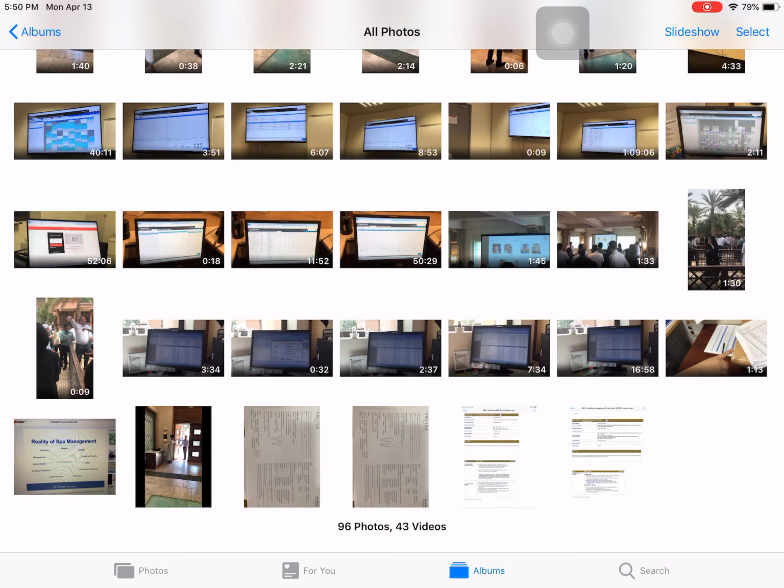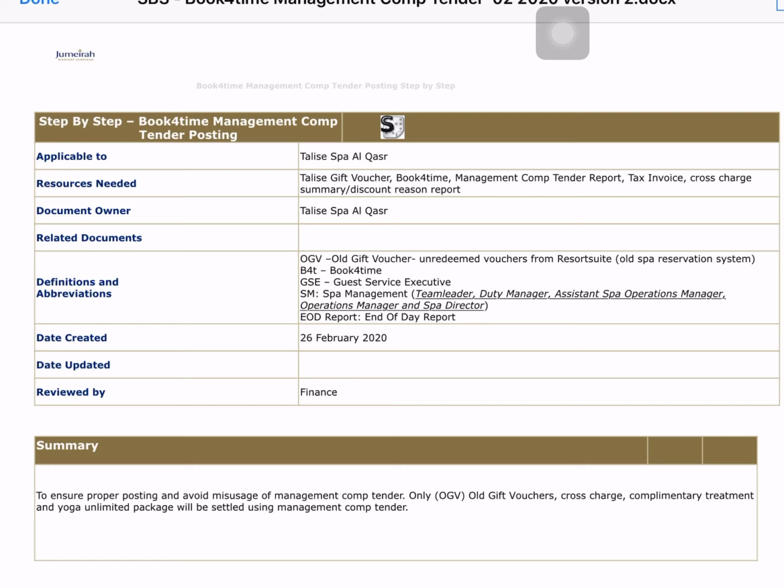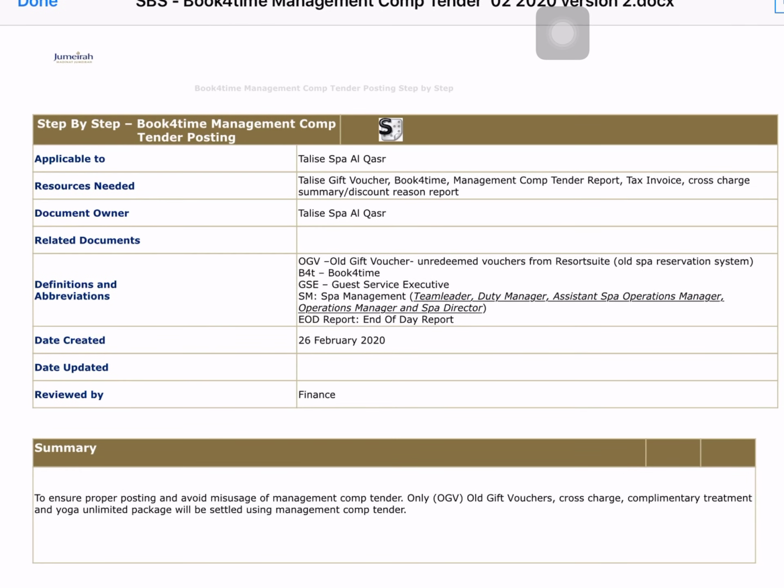As you can see, the resources of this SBS are the gift voucher, the book for time management comp tender report, tax invoice, cross charge summary, and discount reason report. Later on, you will find some abbreviations, for example, the OGV. OGV means the old gift voucher, which are the vouchers that we have from the resort suite, which we still have not redeemed. And then we have B4T, it's book for time.